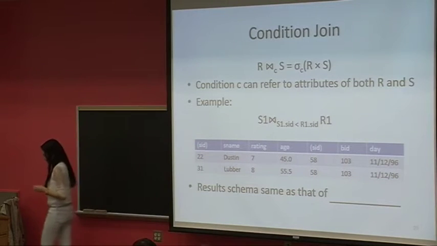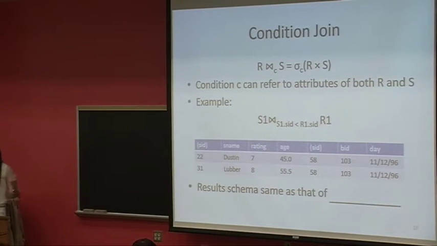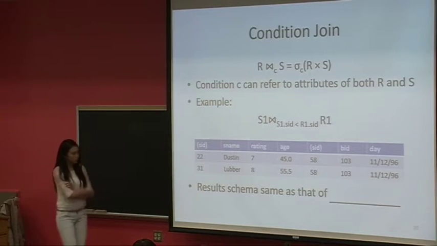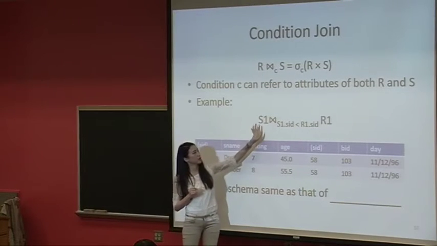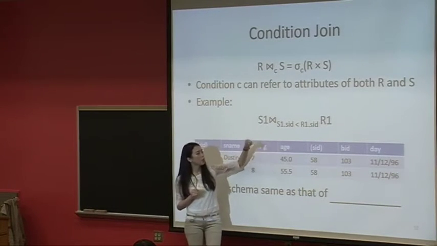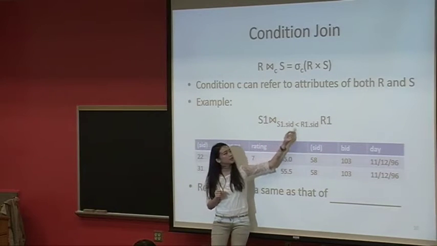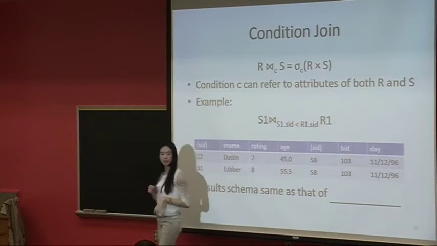So the condition is the same as the one we learned in selection. So it can either refer to relation R or relation S. Here's an example that we want to try. So this is the condition join on S1 and R1, where the S1's SID is smaller than R1's SID.